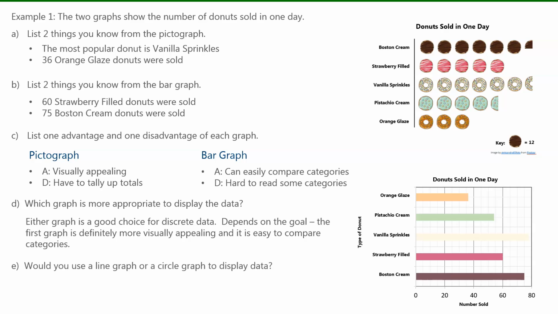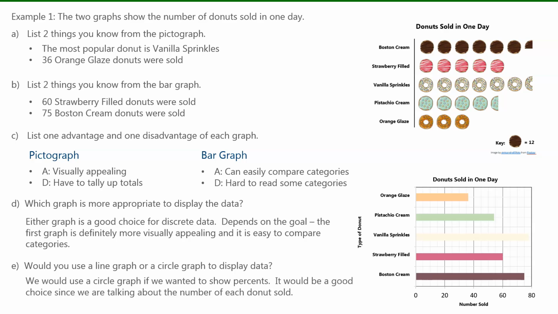Would you use a line graph or a circle graph to display the data? Well, we could use a circle graph if we wanted to show percents. It's also a good choice when we're talking about the number of donuts that are sold in comparison to the whole. So looking at each sector on a circle graph, we could definitely tell which donuts sold the most and which sold the least, and so on. So it would be a good choice. A line graph would not be appropriate since this is discrete data. Line graphs only display continuous data.